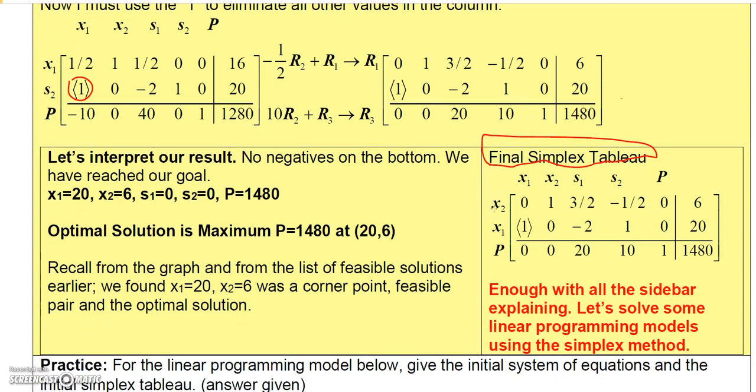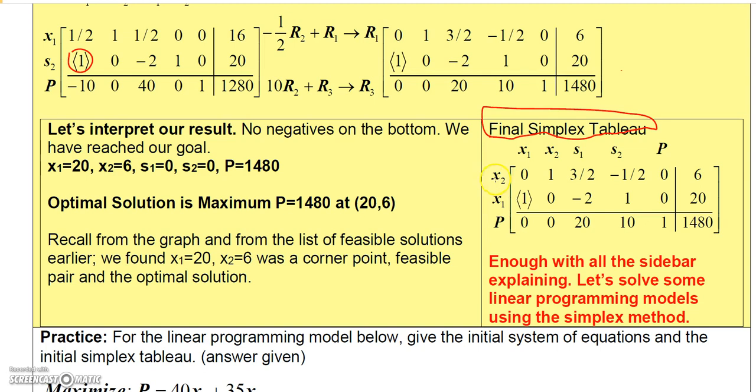Now, to identify your solution, the first thing we need to do is look at the columns. Look for the columns that have the zeros and the 1. So I notice that x1 is a column that has the zeros and ones, okay? And also, I notice that x2 is a column that has the zeros and the ones. And then I also notice that p has the zeros and ones. So these are your three basic variables.